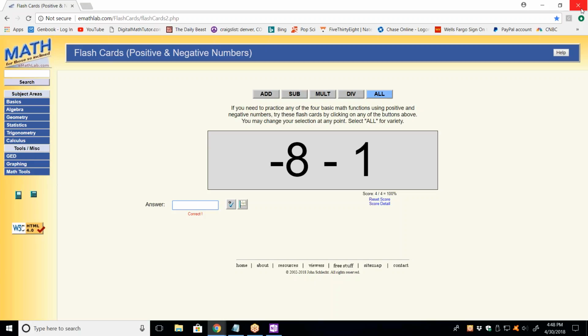-7. No, turn it into an addition. Oh, -9. In other words, because you're looking at two negative signs, turn it into an addition problem. So it's -9. Negative. In other words, it's -8 plus a -1.